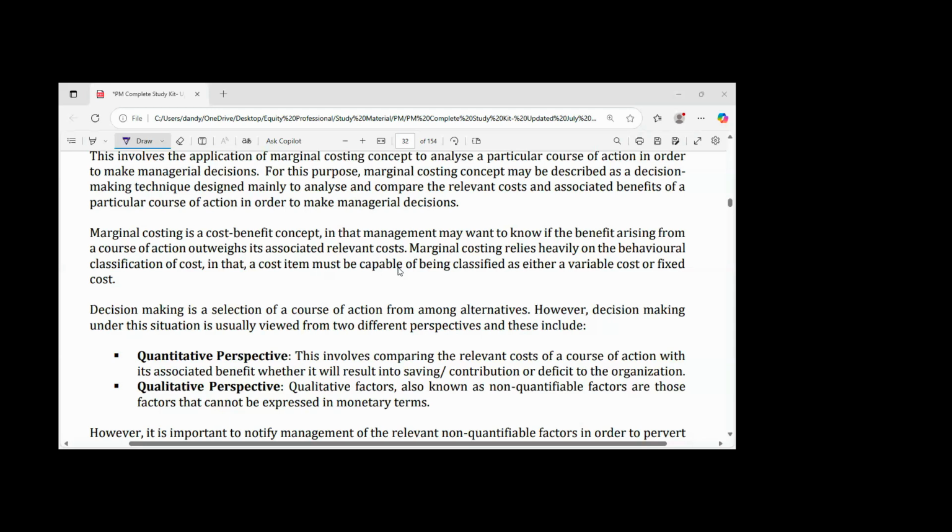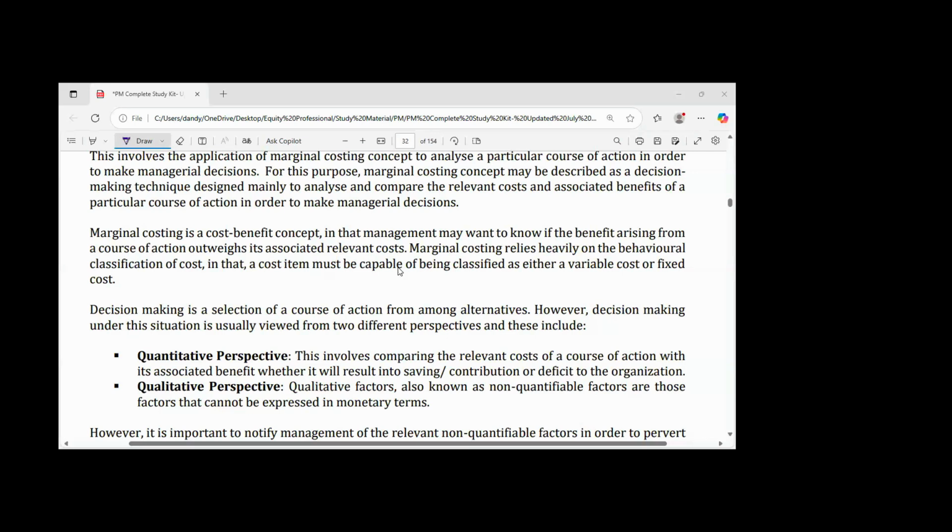Now, whatever you want to do under short-term decisions will be critically examined from two perspectives. One is the economic perspective and then the qualitative perspective. All right. What do you mean by economic perspective?